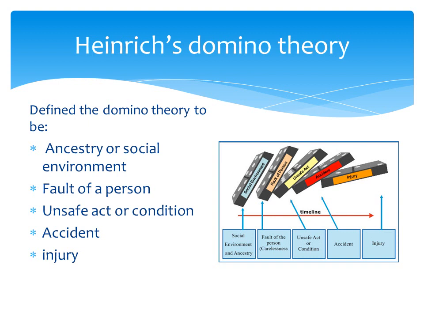Let us now examine Heinrich's domino theory. Heinrich compared the occurrence of an injury to a set of dominoes. He defined these sets of dominoes as an ancestry or social environment, fault of a person, unsafe act or conditions, the accident and the injury.